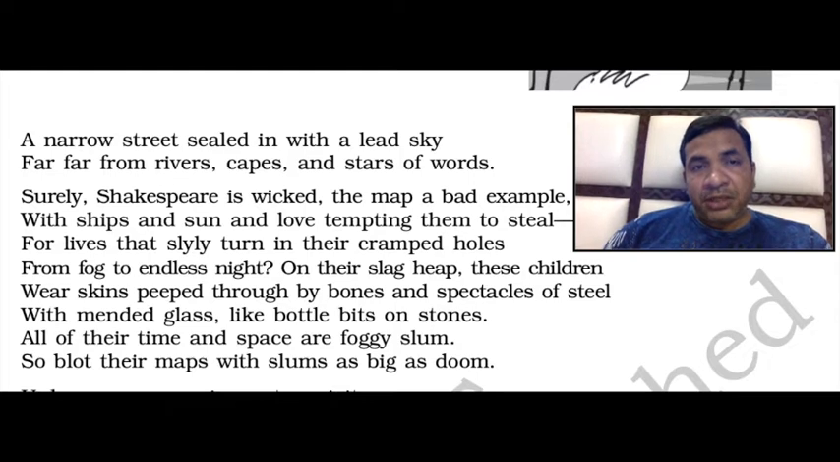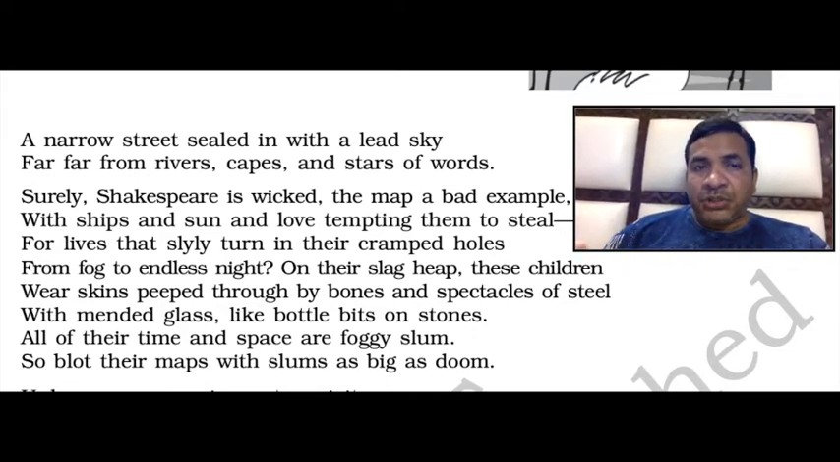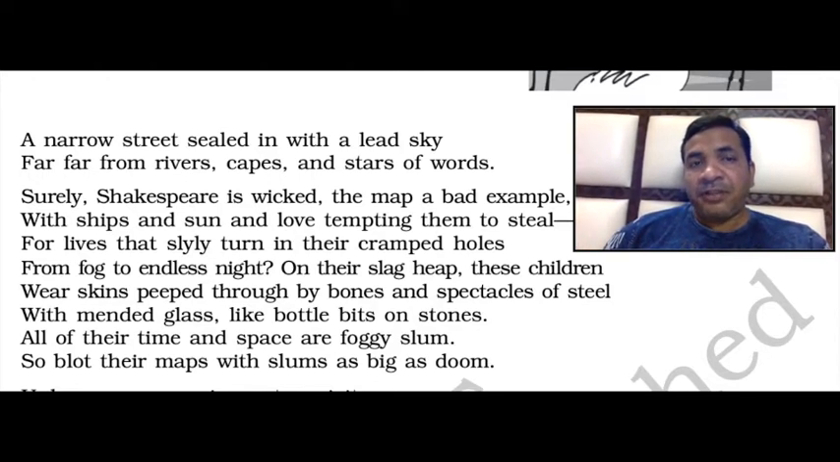So what you have been told here is that Shakespeare is wicked. So how is Shakespeare wicked? Because Shakespeare has been making a mention of love and sun. Sun means any good resource, any source of energy. But in their lives, there isn't any source of energy. There isn't anything supportive available in their life. So when they hear of love in the works of Shakespeare, they try to achieve it. They try to procure it. And when they are not able to get it, they consider Shakespeare wicked.